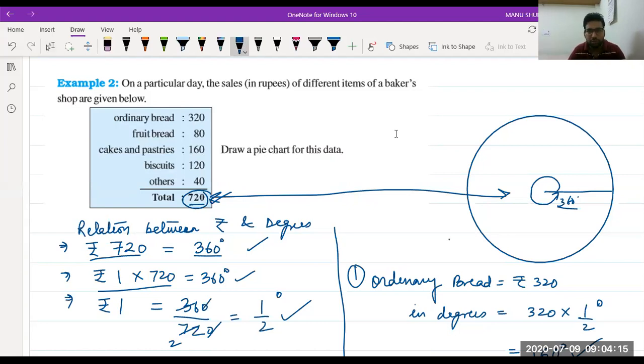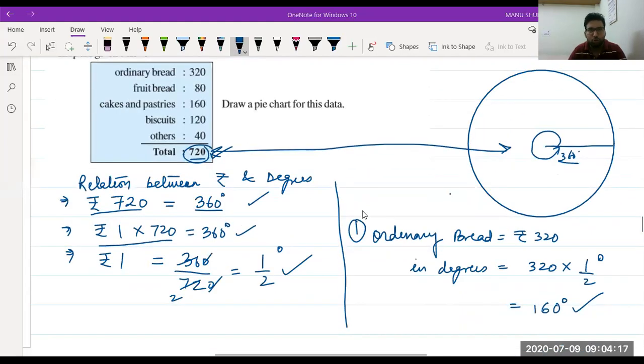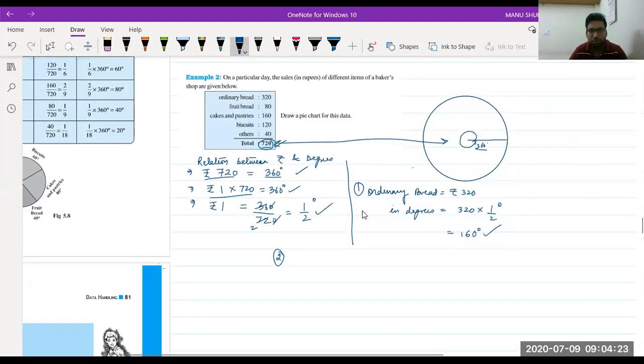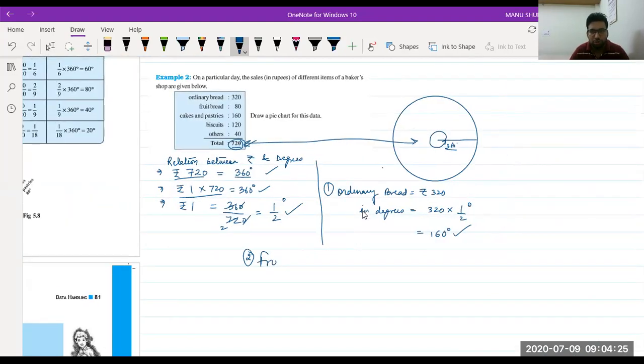1 second. Got this. Fruit bread, that is the second point. Fruit bread will be given by 80 rupees into 1 upon 2 degree, that is 40 degree. So we have converted 80 rupees in degrees and we have got it as 40 degree.